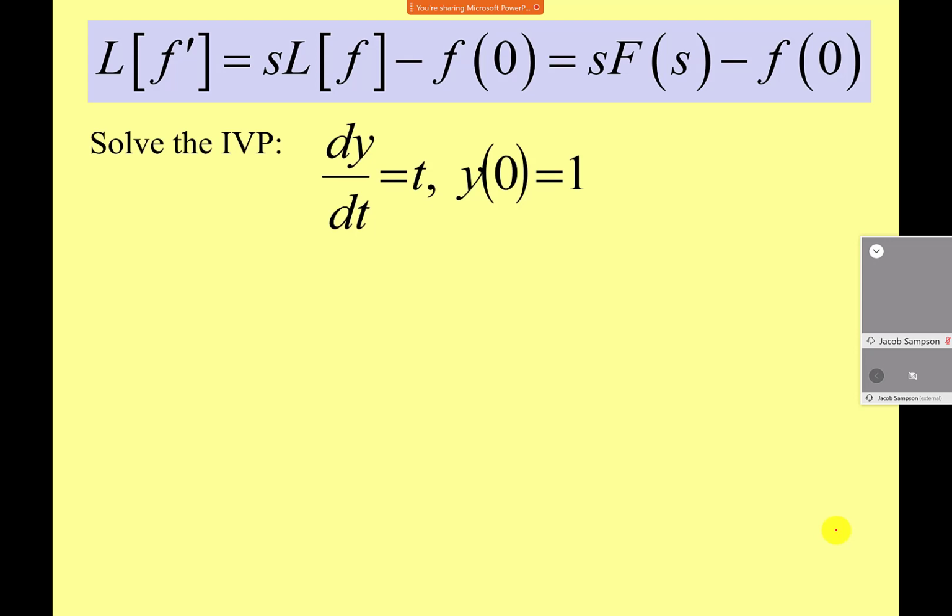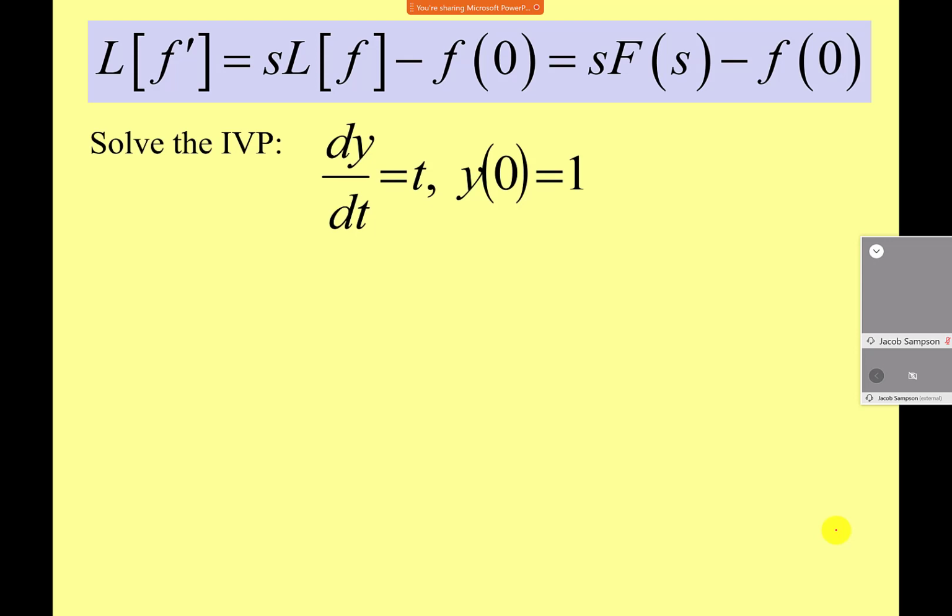Start with an easy one. This is something we definitely would not want to Laplace transform, because you can just integrate both sides and get it solved. But we're going to do it anyway because we want to learn the process on an easy one first of all, and then we'll start applying it to other things.